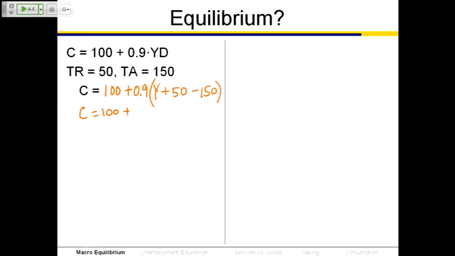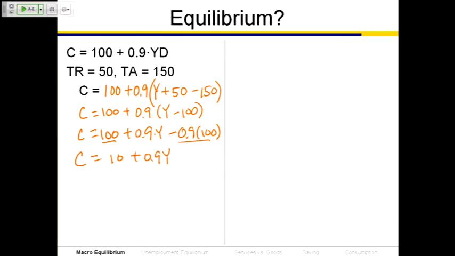Consumption equals 100 plus, you can distribute your 0.9 now. I don't like to do that. I like to simplify what's in the parentheses first. So I like to say plus 0.9 income minus 100. Addition and subtraction tend to be easier for most of us than multiplication. Now I'm going to distribute the 0.9. Consumption equals 100 plus 0.9 times income minus 0.9 times 100. And now I'm going to simplify and combine terms. Consumption equals the 100 minus the 90, or just 10, plus 0.9 times income.